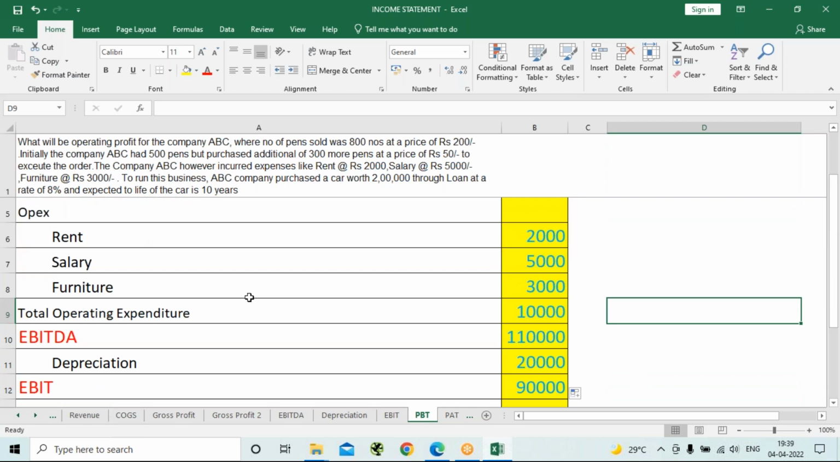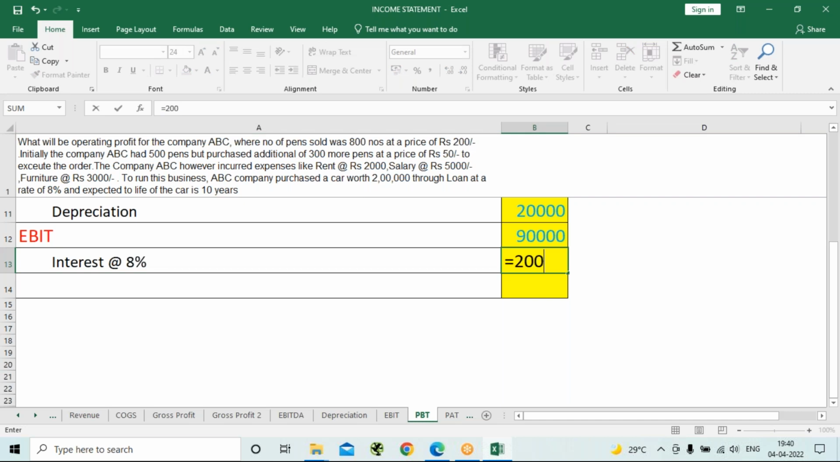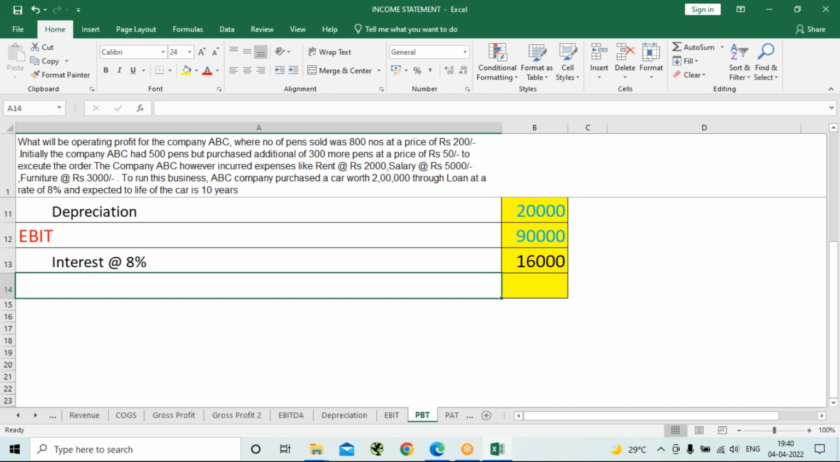So the next thing, after the EBIT calculated value, you can see that you are supposed to calculate the interest. ABC company has purchased a car worth 2 lakh through a loan at a rate of 8%. So the interest here is calculated at 8%, which equals 2 lakh into 8 by 100, or 8%. That comes up to 16,000, and this value is called EBT.